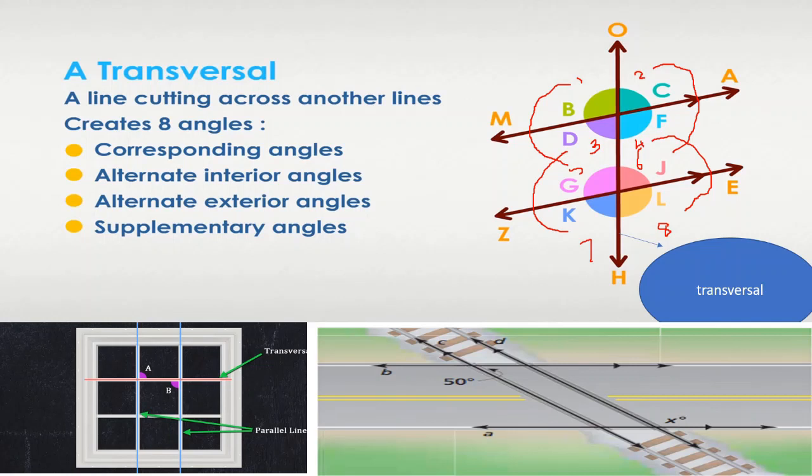There are four pairs of corresponding angles. One is 1, 5, next is 2, 6, next is 3, 7, next is 4, 8. So there are four pairs of corresponding angles.